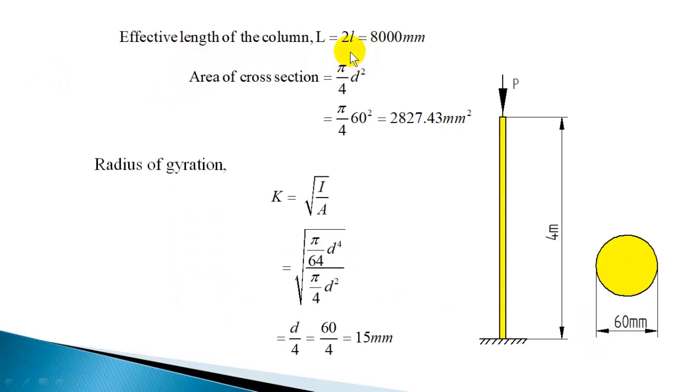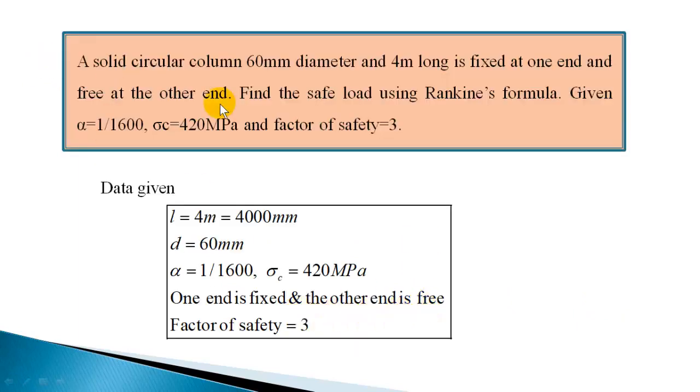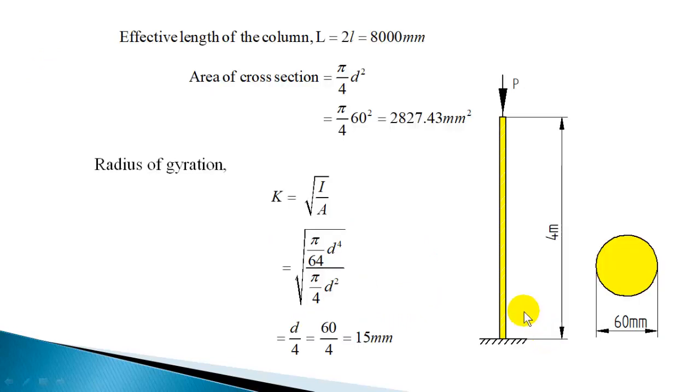Effective length of the column is 2L because one end is fixed and the other end is free. That is the end condition. In that case, effective length is 2L, and length is 4 meter or 4000 mm, so effective length will be twice that length, or 8000 mm. Area of cross section is pi by 4 d square. Diameter is given as 60 mm, so pi by 4 into 60 square, you get 2827.43 mm square.